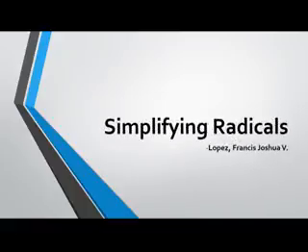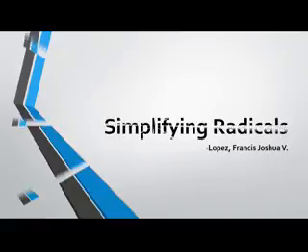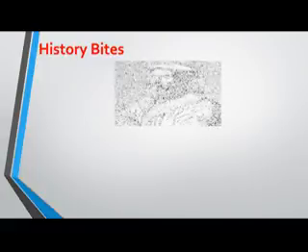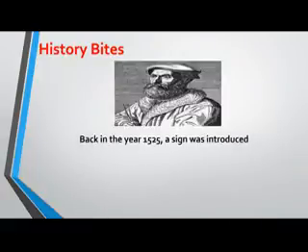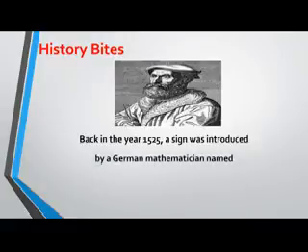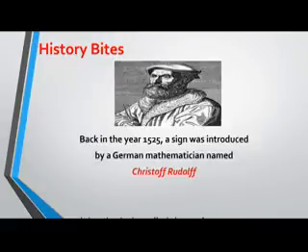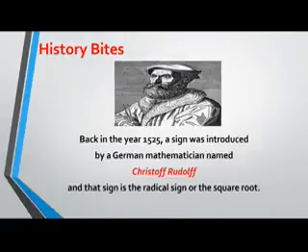Before we proceed to the proper discussion, let's have a history bite. Did you know that back in the year 1525, a sign was introduced by a German mathematician named Christoph Rudolph, and that sign is the radical sign or the square root.